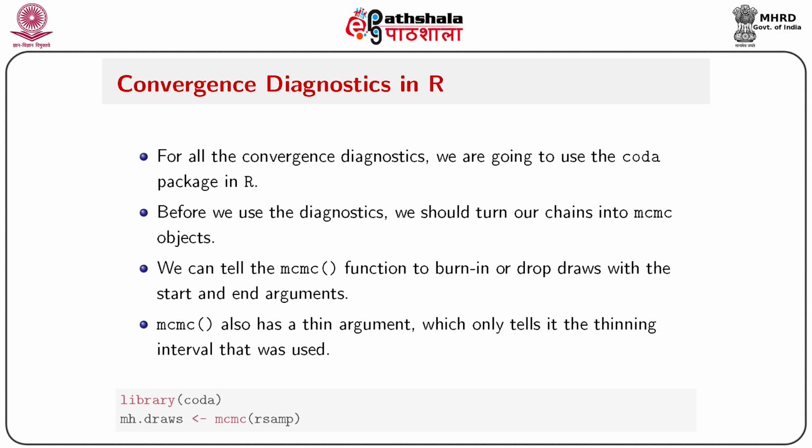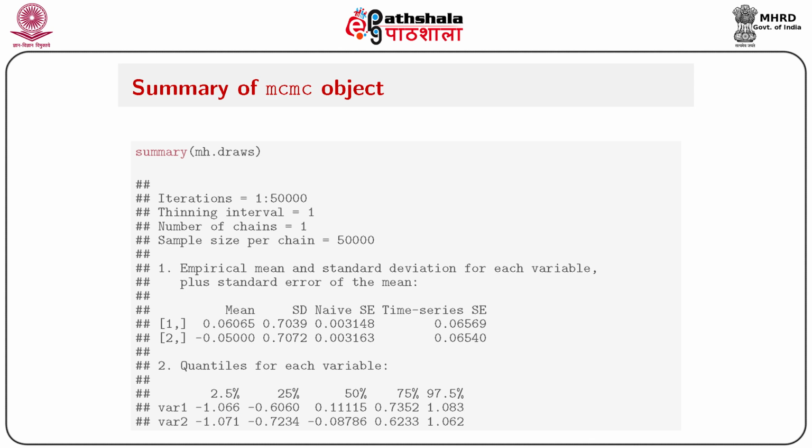Here, the R sample that I have generated, the multivariate random walk Metropolis, should be passed through MCMC. Then it will convert into an MCMC object. So now say mh.draws equals MCMC of R sample. Now our sample becomes an MCMC object, the mh.draws variable. Now we can see the summary of mh.draws. Just write summary and pass the mh.draws object. It will give you the summary of the sample: the mean of the two variables that you generated, the standard deviation, the naive standard error, time series standard error, etc.